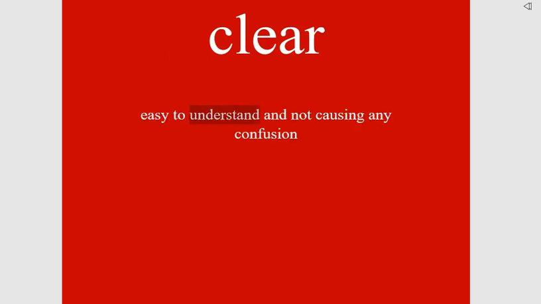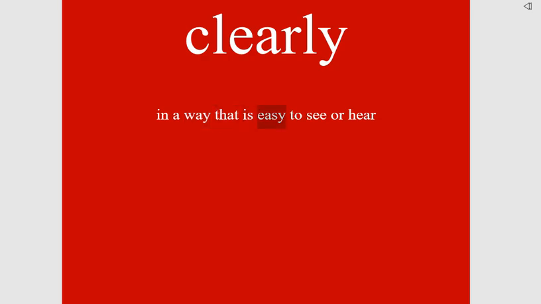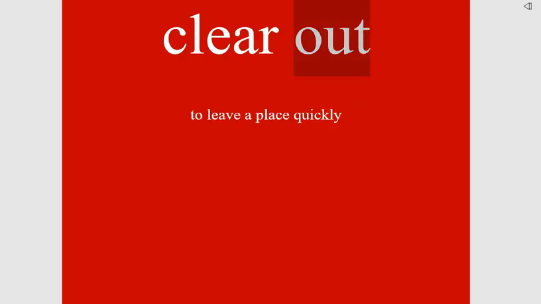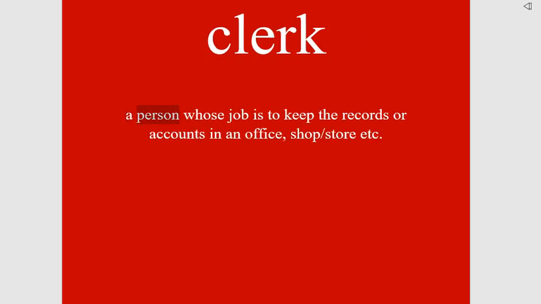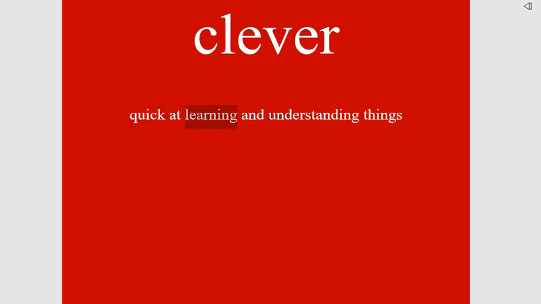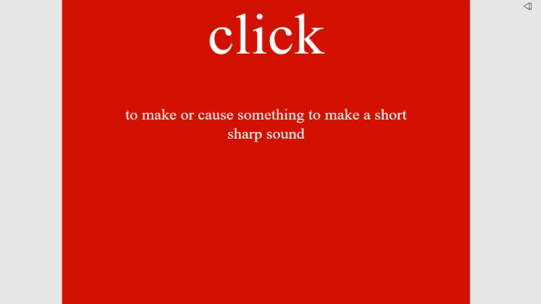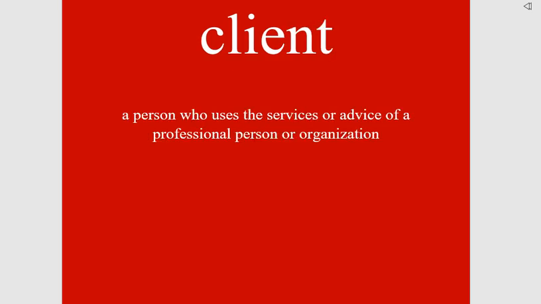Clear. Easy to understand and not causing any confusion. Clearly. In a way that is easy to see or hear. Clear out. To leave a place quickly. Clear up. To become fine or bright. Clerk. A person whose job is to keep the records or accounts in an office, shop/store etc. Clever. Quick at learning and understanding things. Click. To make or cause something to make a short sharp sound. Client. A person who uses the services or advice of a professional person or organization.